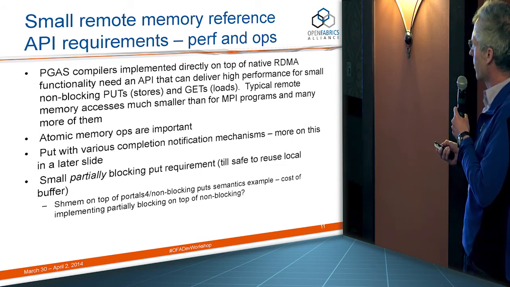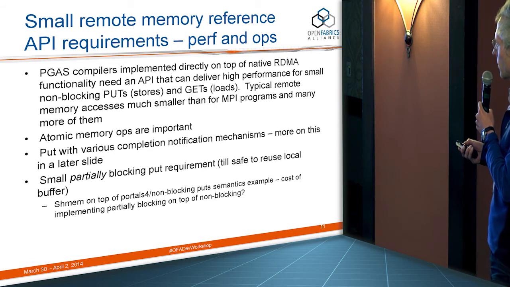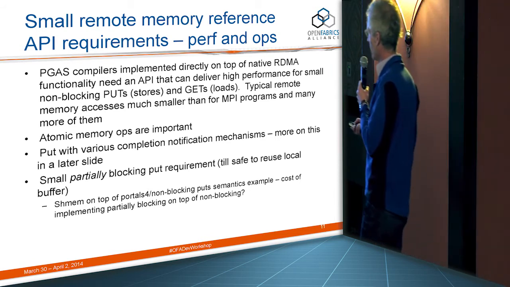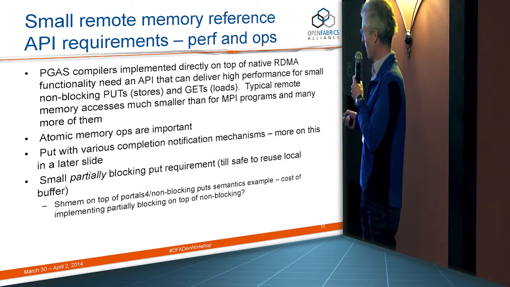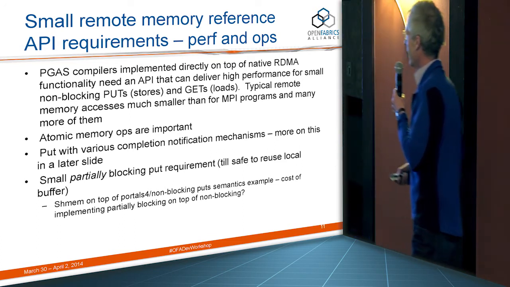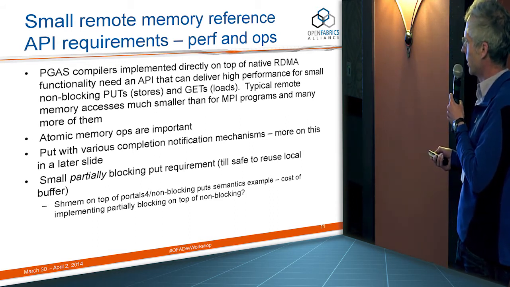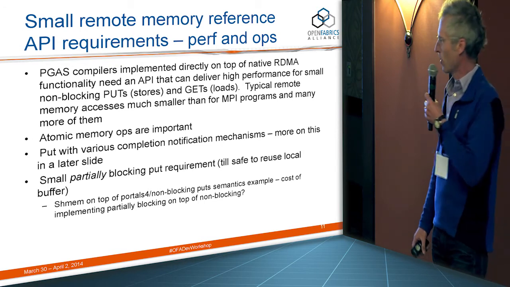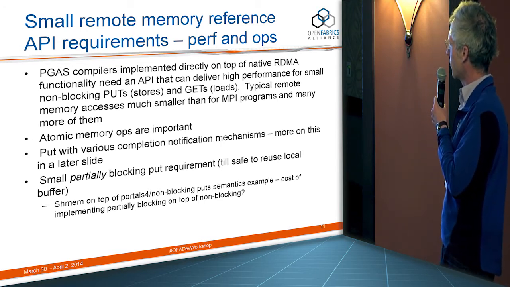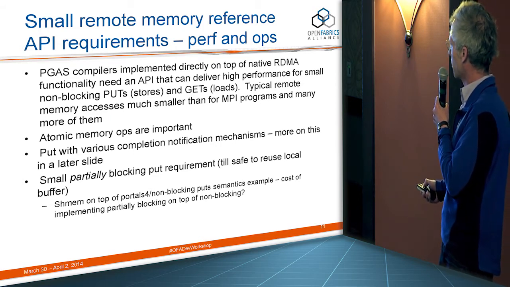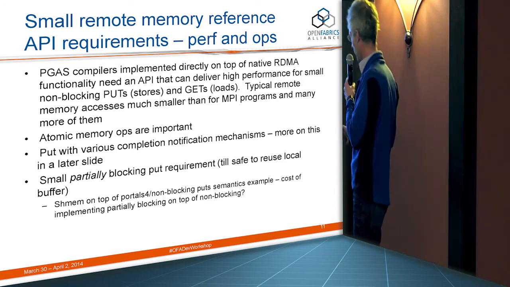Atomic memory ops are important, probably more so in some cases than it was for MPI, excluding the MPI one-sided. I'll talk about puts with various completion notification mechanisms on a later slide. There was a Sandia request for small, partially blocking put requirements, and I think what that really meant is they just wanted to have what we already have, which is this put with inline. I'm not an InfiniBand expert, but I know at least for SINs there's an option for the inline, and I think that's what the request was. There was some work with portals over InfiniBand which generated this request.